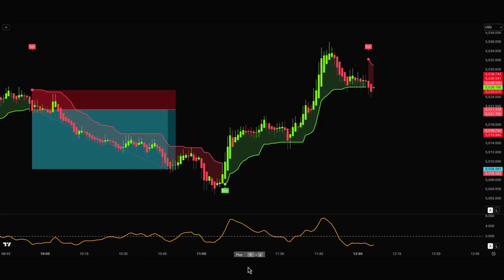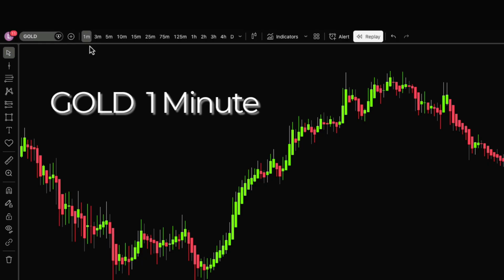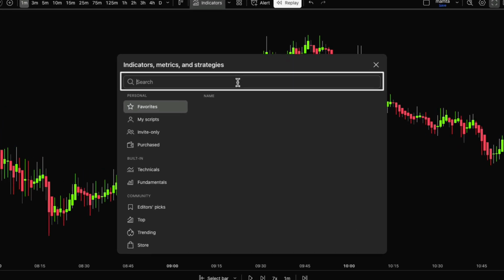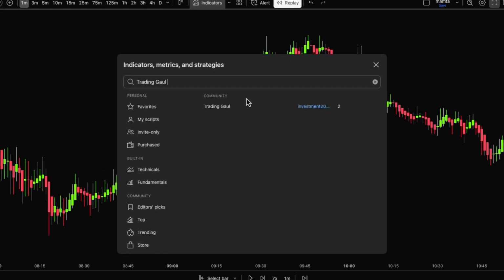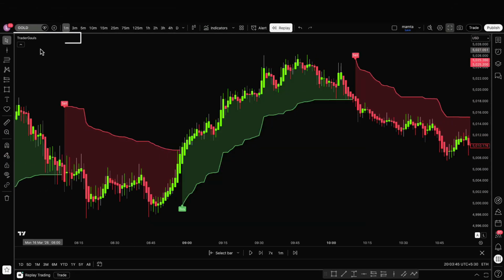Now we tell you how we want to trade. Let's start the video. We open the gold 1-minute chart. And don't sweat the time frame either. Next, you'll want to find those magic indicators. Head over to the Indicators tab and search for the Trading Goal. Select the indicator made by Investment 20 and add it to the chart.